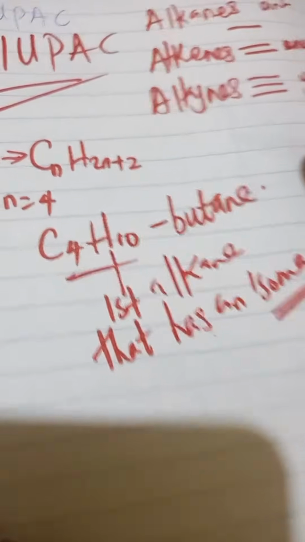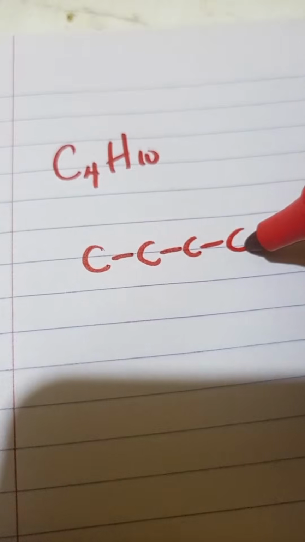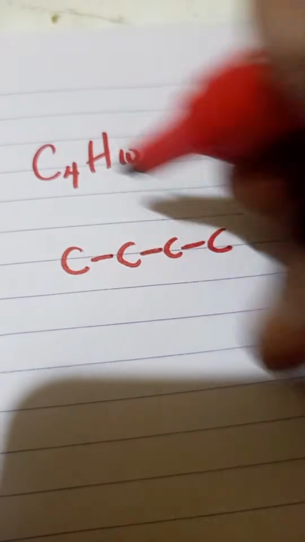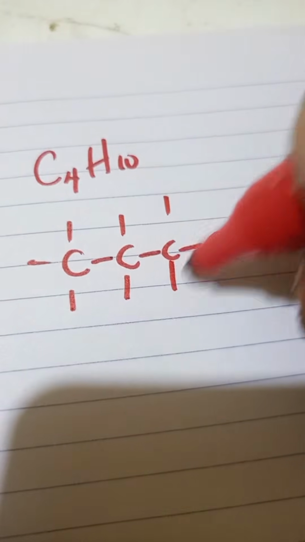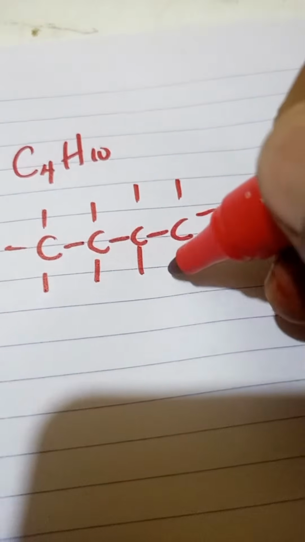Now, what if you want to draw the isomer of butane? How will you draw it? First of all, draw butane normally. So this is butane here. Butane is C4H10, right? That means you will draw 4 carbon first, like this. Then on each of these lines, you will now put hydrogen, like this.